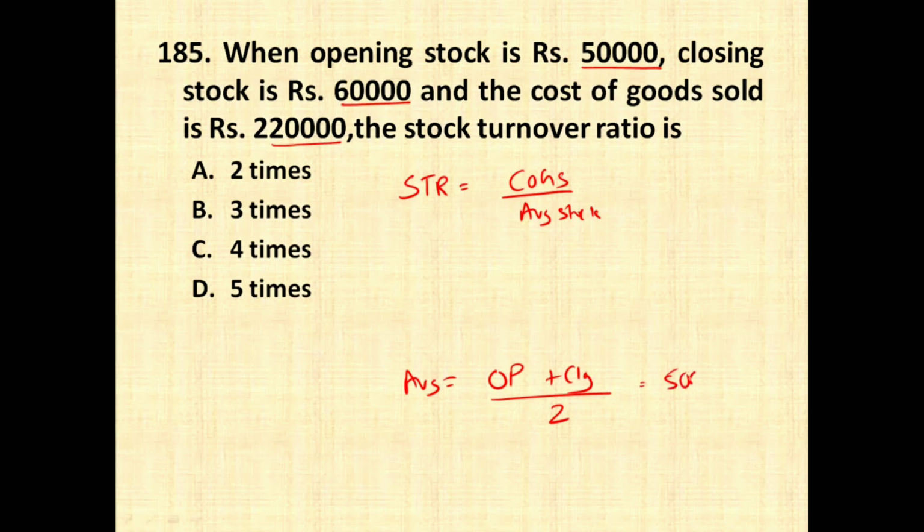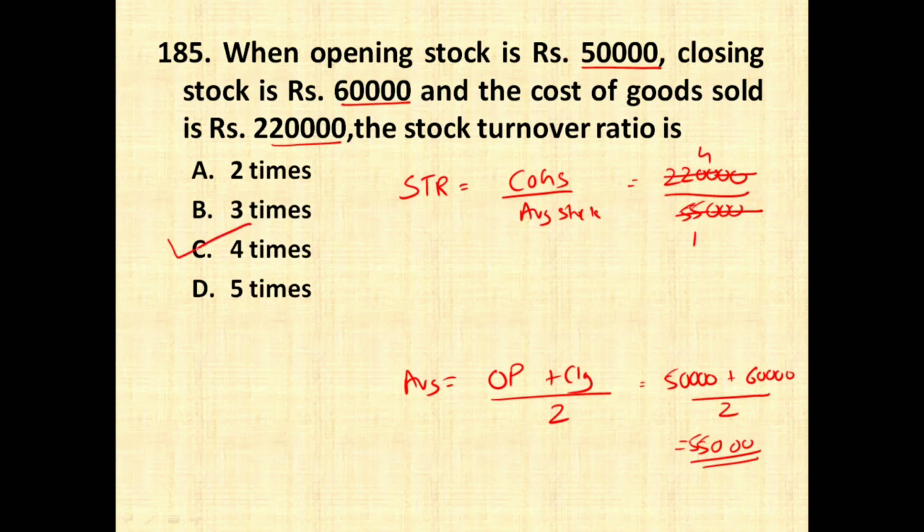So opening stock is 50,000, closing stock is 60,000, divided by 2. So 50 plus 60 is 1,10,000. 1,10,000 divided by 2 is going to be 55,000. Cost of goods sold is 2,20,000 divided by 55,000. So 55, 30 gets cancelled. 55 into 1 and 55 into 4. So it is nothing but 4 times.